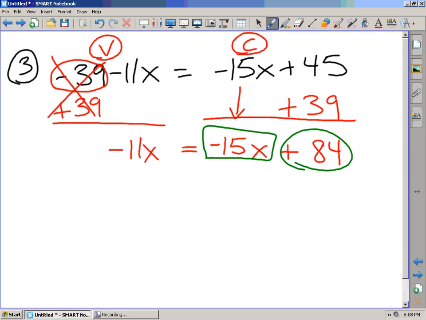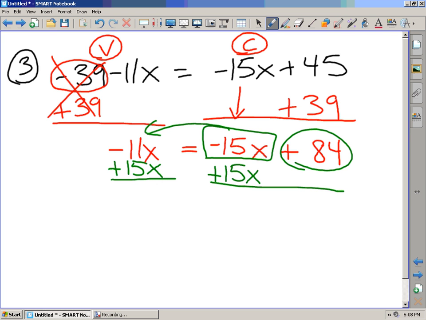So now that we've successfully combined our constants, we're going to move this variable, the negative 15x, to the left side. So this variable with the coefficient is going to move to the left side. To move it from one side to the other, you need to use inverse operations. The inverse operation of subtraction is addition. So I'm going to add 15x to both sides to maintain equality.